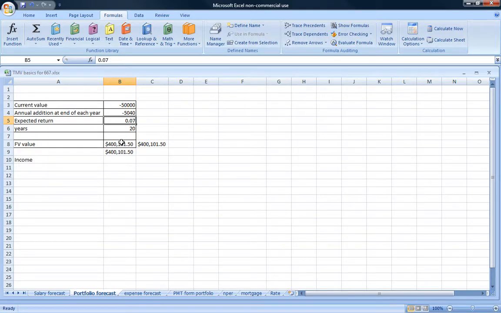So again, what if instead of 20 years, I wait for 30 years? You'll have $856,000. Why? Because the compounding effect makes a big difference. And so this is how the time value of money can be used to figure out what the portfolio will look like in the future. Okay.